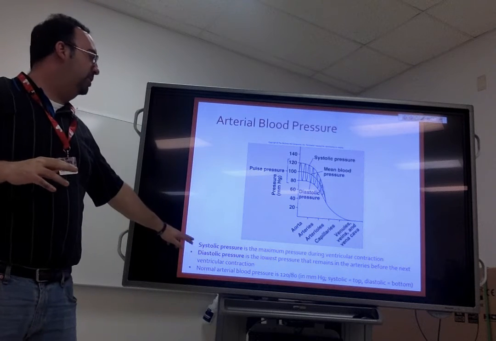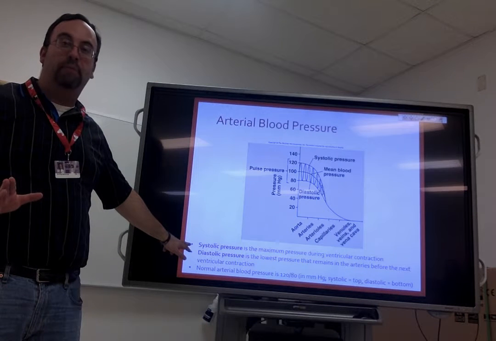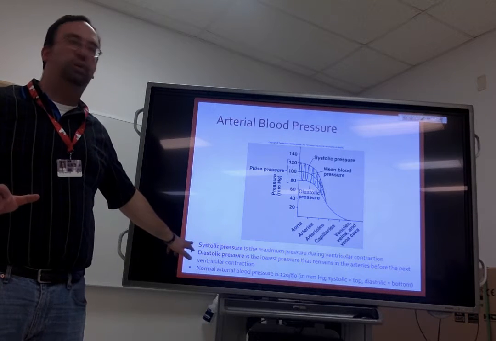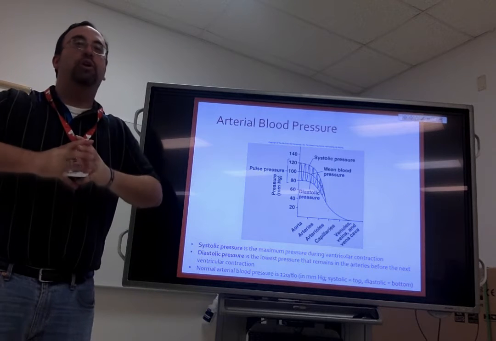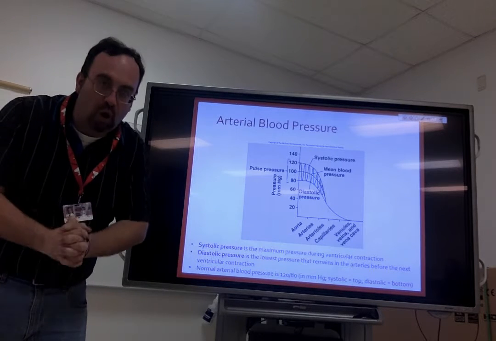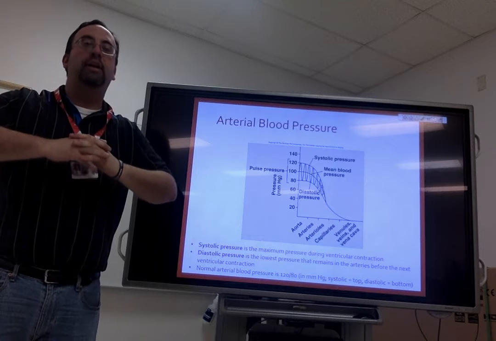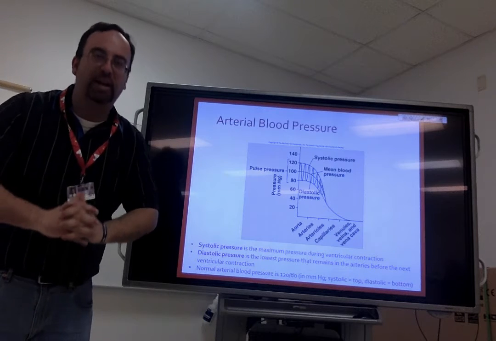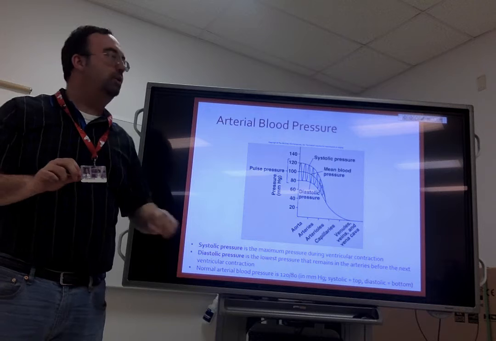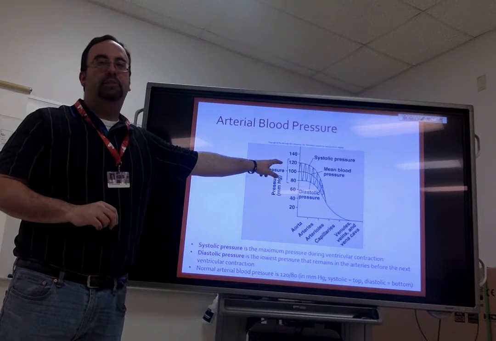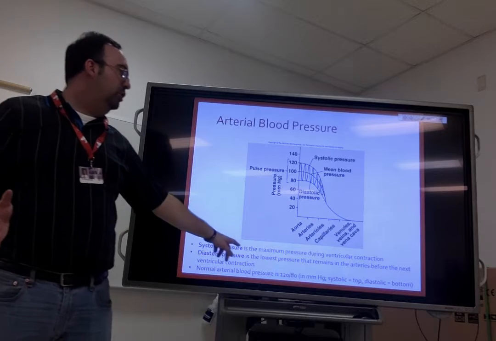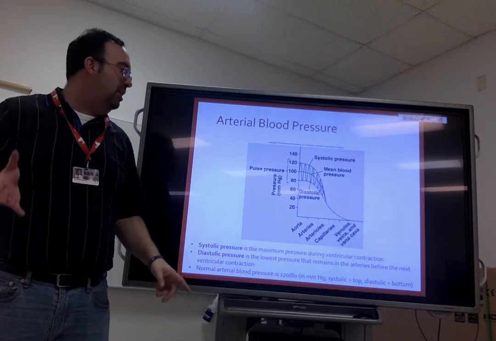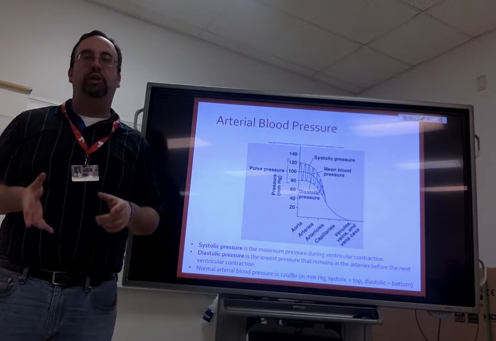And so the systolic pressure, the top number, is the maximum pressure that occurs during ventricular contraction. So when your heart is pushing at its strongest in order to get the blood that's been oxygenated to the rest of your body, this is the highest pressure, and so typically you want this to be around 120. The diastolic pressure is the lowest pressure that remains in the arteries before the next ventricular contraction.